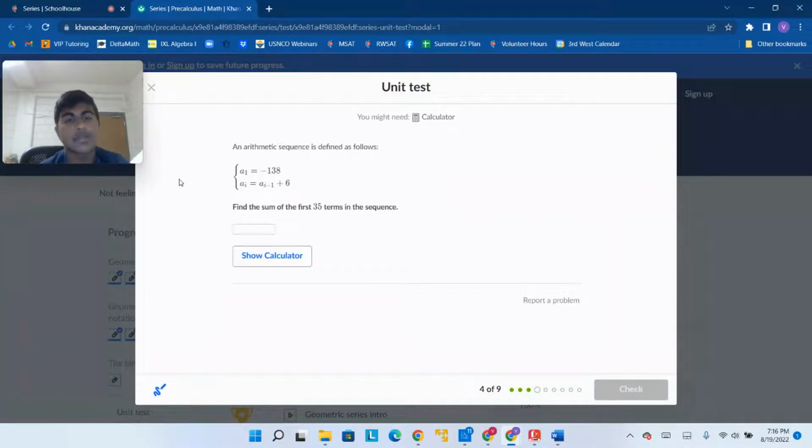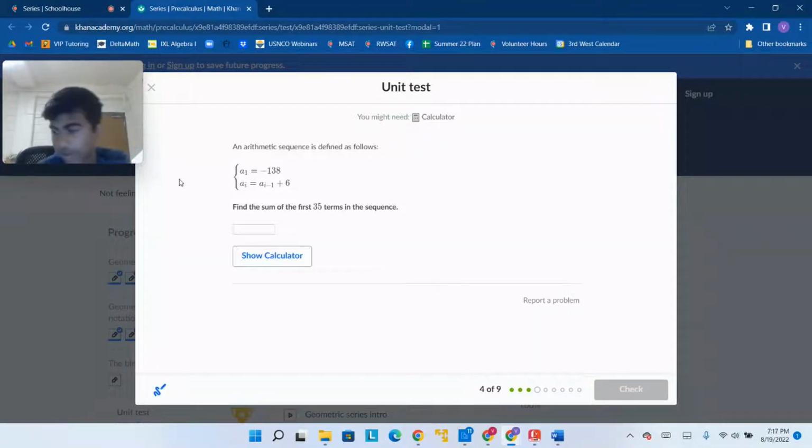An arithmetic sequence is defined as follows. A1 equals negative 138. A_i equals A_(i minus 1) plus 6. So essentially, you have negative 138, and then negative 132, and negative 126, and on and on. So essentially what you're doing is negative 144 plus 6i. So for A1, that's negative 144 plus 6, negative 138. For A2, it's negative 144 plus 6 times 2, negative 132.